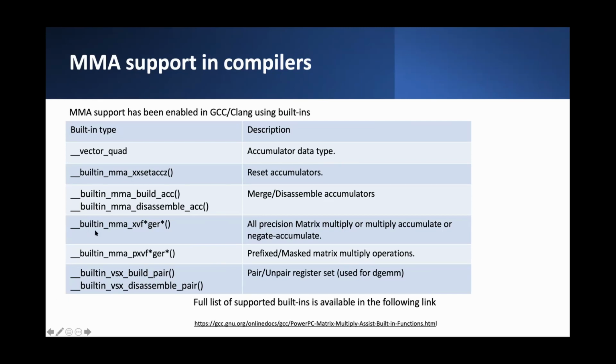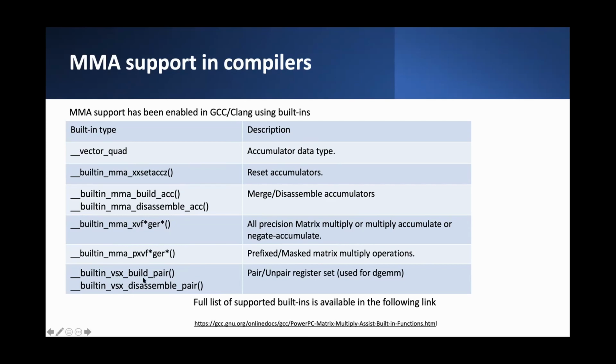And there are also MMA built-ins for each of the GER instructions that are added in Power10. As I said, the detailed list is here, and most of them start with __builtin_mma_xvf, and then depending on the data type, it will be f32 or f64, or sometimes i8. Then followed by ger, and the star, the second star, represents the rank k update. That means how many rows this particular instruction is going to update on the result matrix.